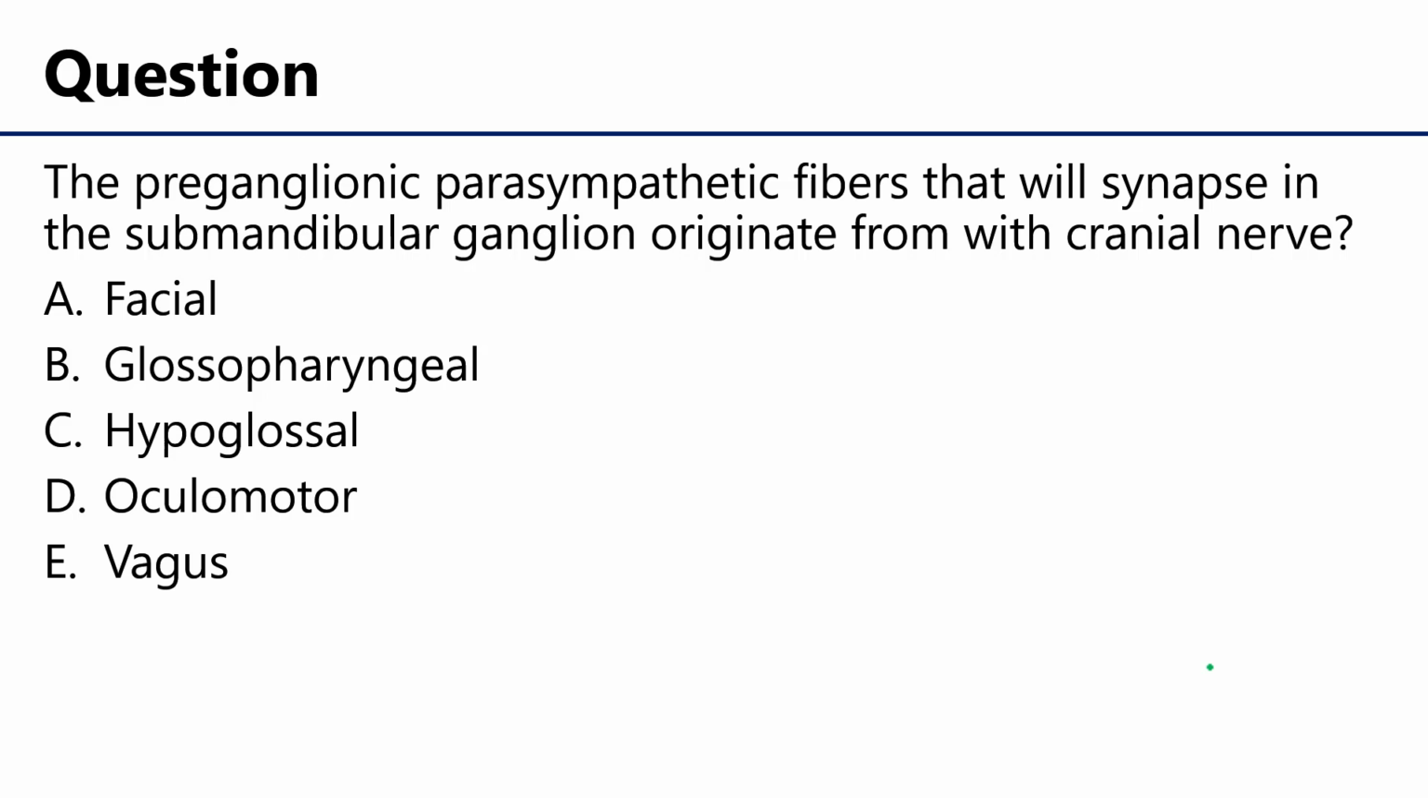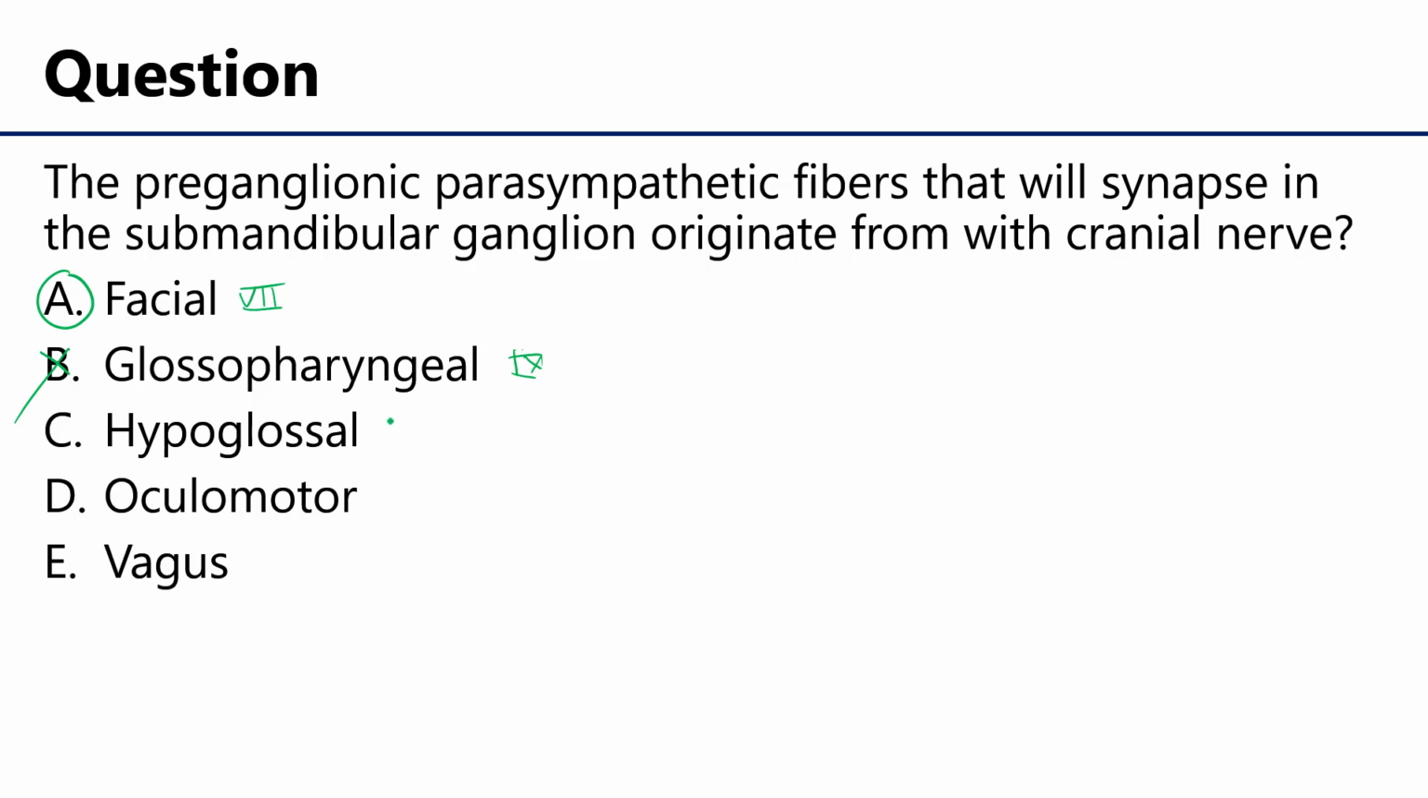So that leads us to our assessment question of this video, and that is: the preganglionic parasympathetic fibers that will synapse in the submandibular ganglion originate from which cranial nerve? Is it facial nerve, cranial nerve number 7? That sounds pretty good to me. Glossopharyngeal nerve, which is cranial nerve number 9. Well, it's got a lot in the name that suggests that maybe, but no, we know that that isn't true.